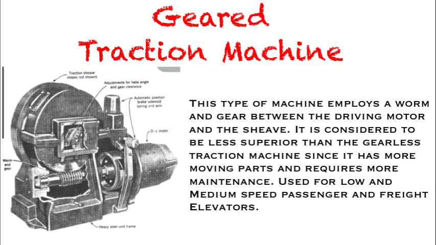Geared traction machine. This type of machine employs a worm and gear between the driving motor and the sheave. It is considered to be less superior to the gearless traction machine since it has more moving parts and requires more maintenance. Used for low and medium speed passenger and freight elevators.